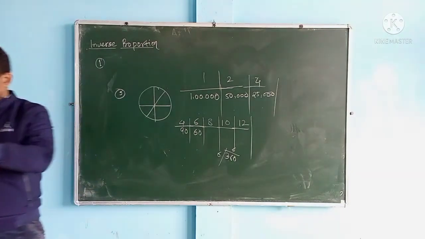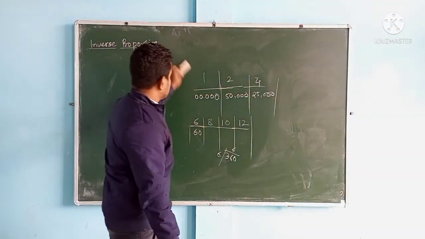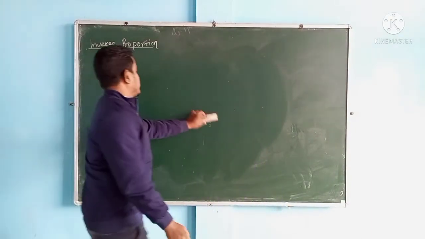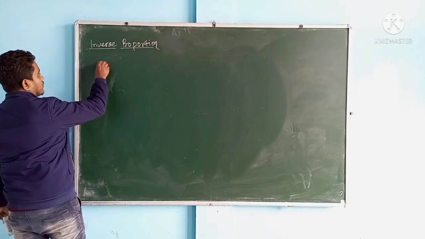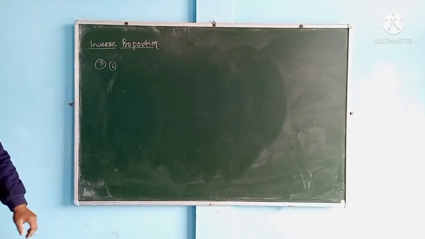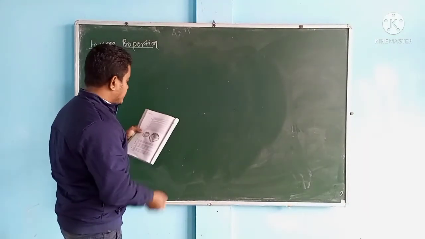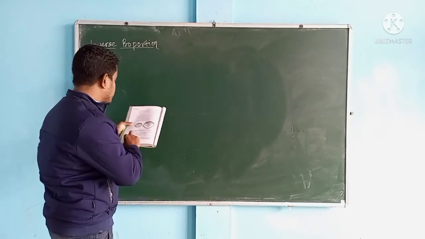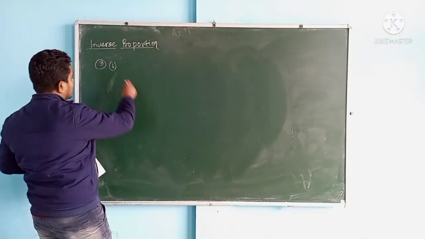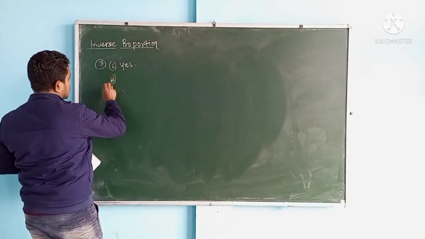Okay, see the next page, Roman numeral 1 of question number 3. Here, the number of spokes and the angles formed between pairs of consecutive spokes are in inverse proportion. Yes, as the number of spokes increases, the angle between them decreases. So they are in inverse proportion.